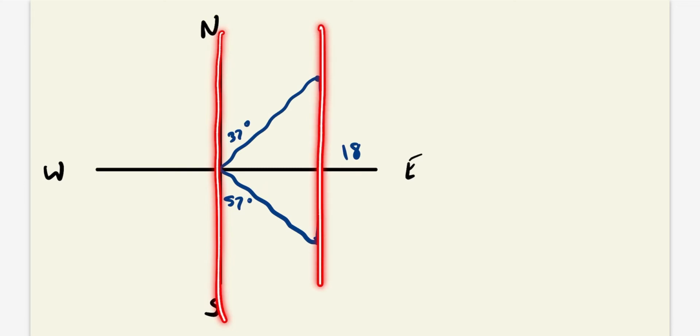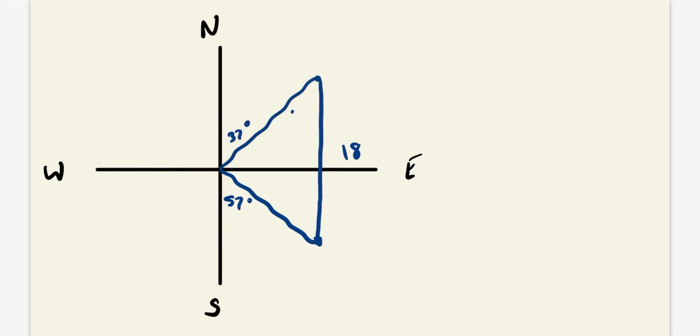These are parallel lines. This is a transversal, which means alternate interior angles are congruent. So if that's 37, this has to be 37. And similarly, if this is 57, this has to be 57. And we can find this angle by, this is a straight angle, so the sum of these 3 angles has to be 180. So 180 minus the sum of 37 plus 57 is equal to 86.